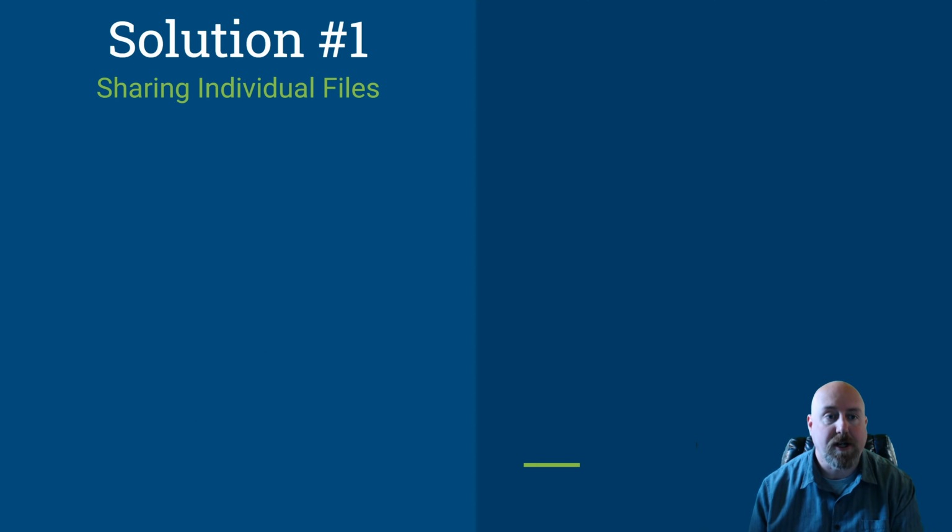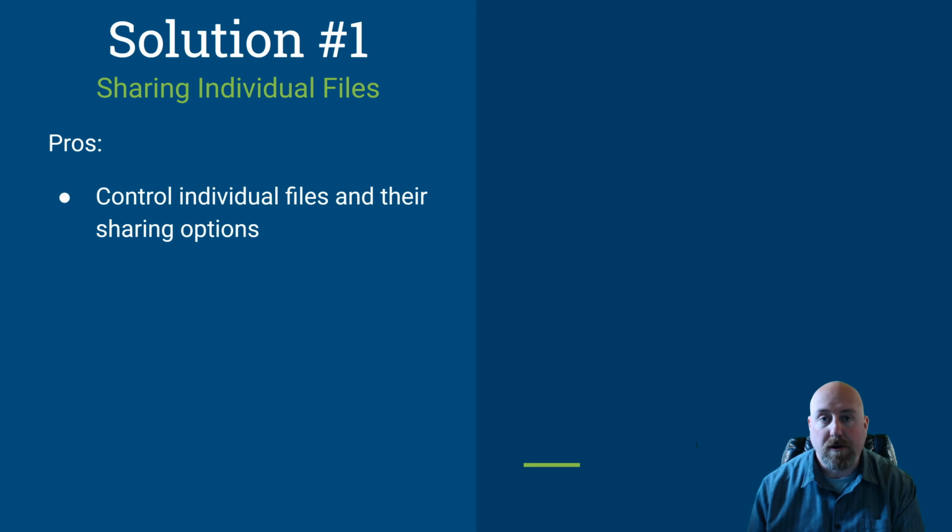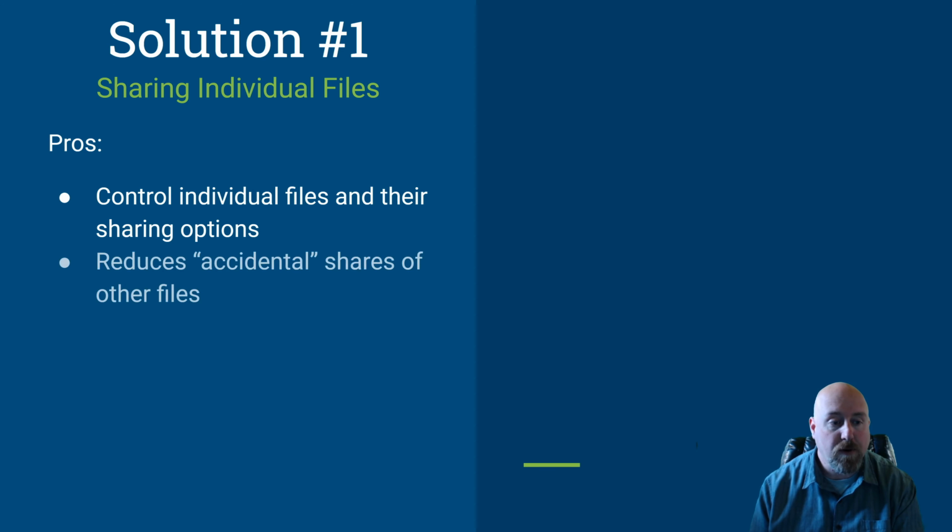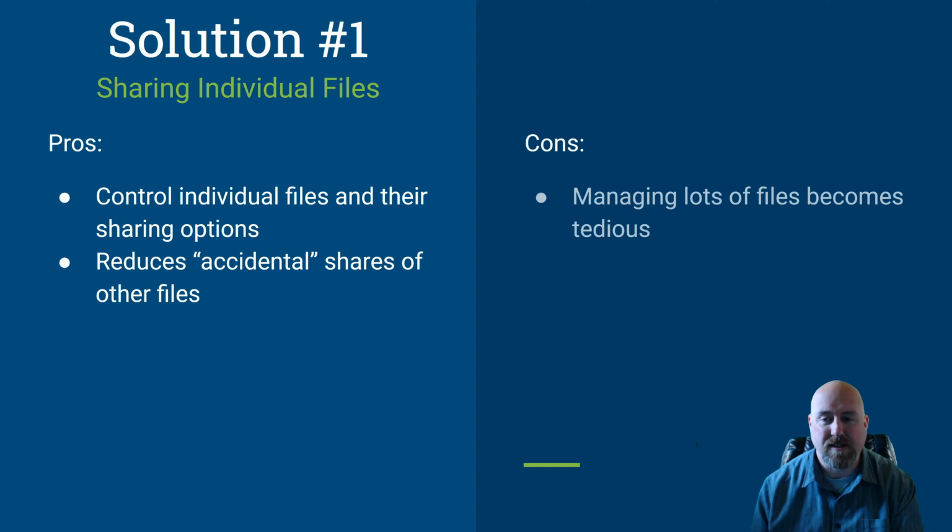The first solution is sharing the individual files. The pros of this, of course, are that you can control the individual files and their sharing options, which is great because that means that you're going to choose one particular file and just share that file. So there's no risk of accidentally sharing other files that you didn't intend to. The downside to this, though, is that if you have a lot of files that you're trying to share, it's going to be extremely tedious to have to go in and adjust the sharing settings for each one, because as you'll see here in a moment, there are quite a few steps to do that.